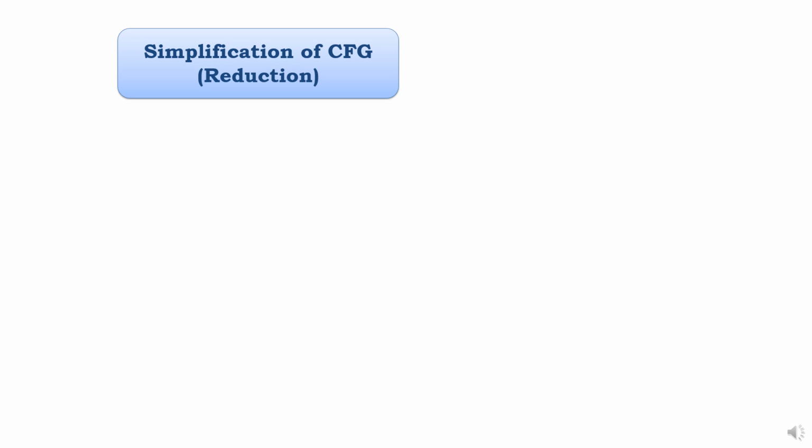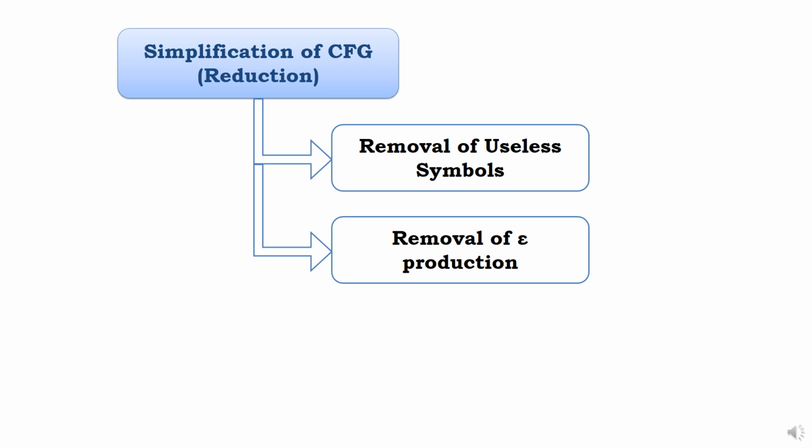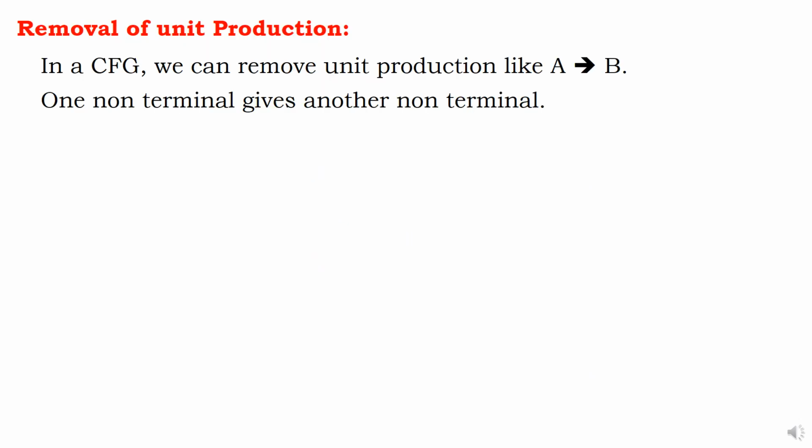Simplification of CFG. Removal of useless symbol, already we discussed. Removal of epsilon production, last video I have discussed. Now I am going to do removal of unit production. What is unit production? One capital letter gives another capital letter is called unit production. Unit, single. One non-terminal gives another non-terminal. This is called unit production. That's what I told indirectly, capital letter.